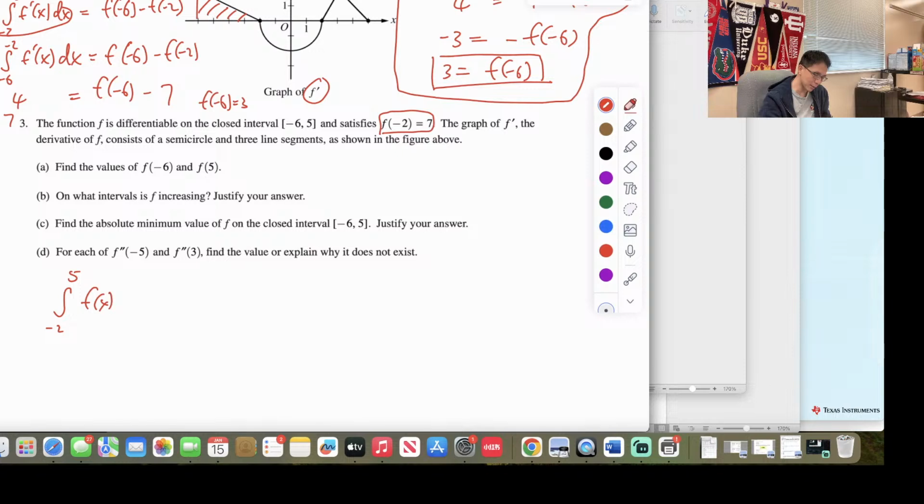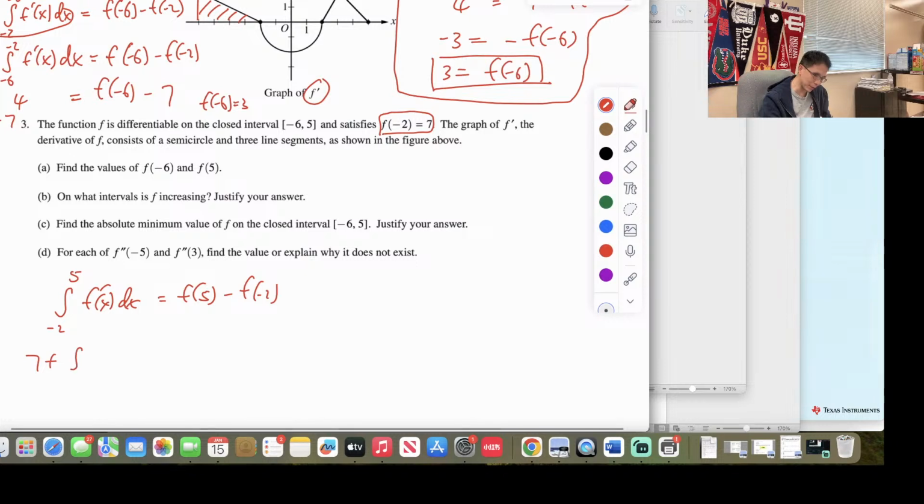Okay, so f of 5. Well, now obviously you know, because the integral from -2 to 5 of f prime of x dx, again, write out f of 5 minus f of -2. And we know that's 7, so it'll be 7 plus the integral from -2 to 5 of f prime of x dx is equal to f of 5.